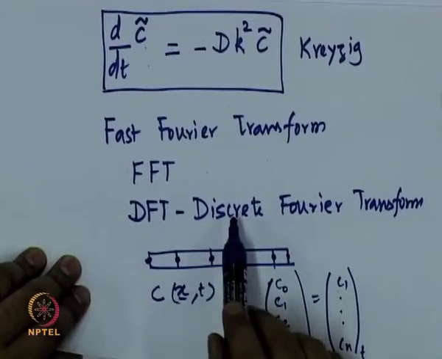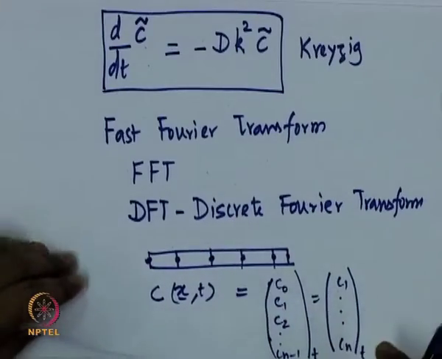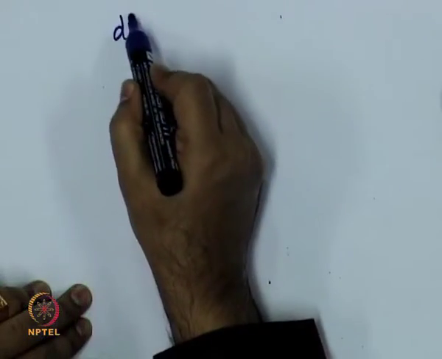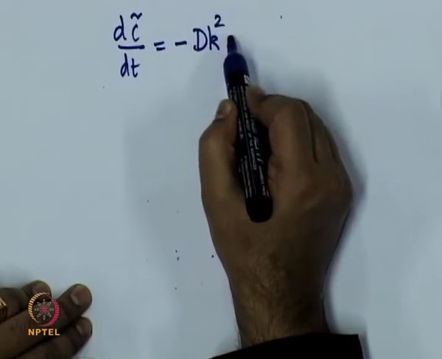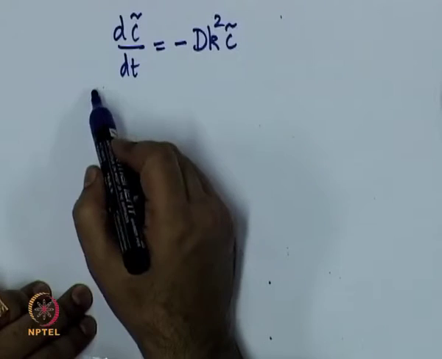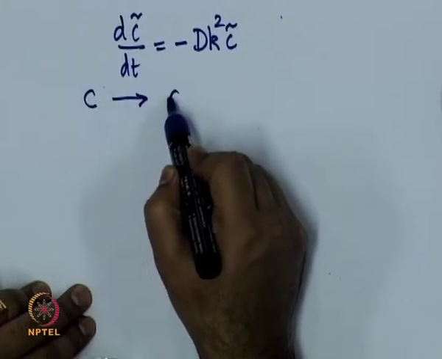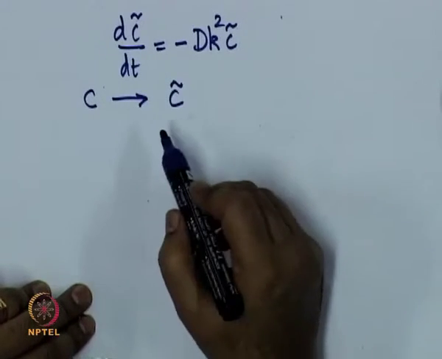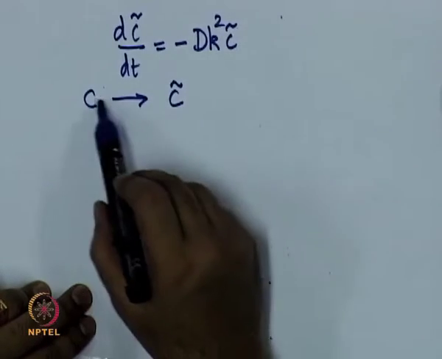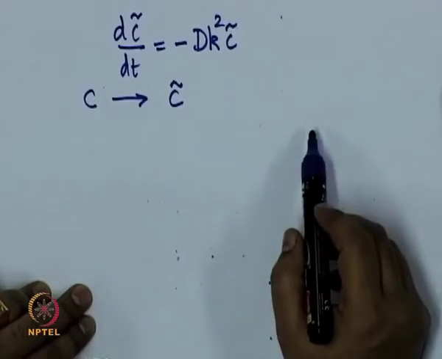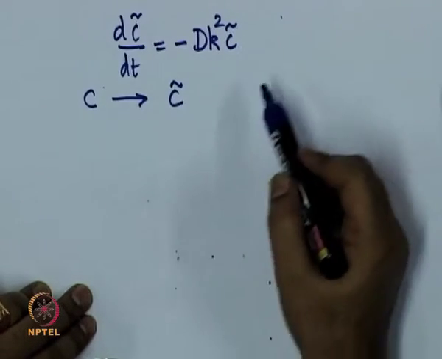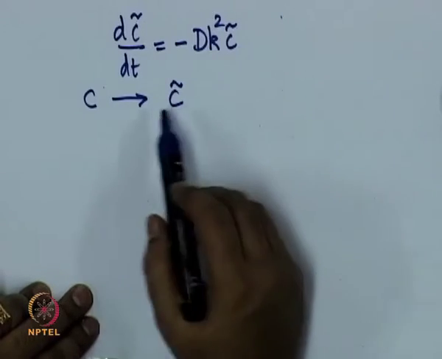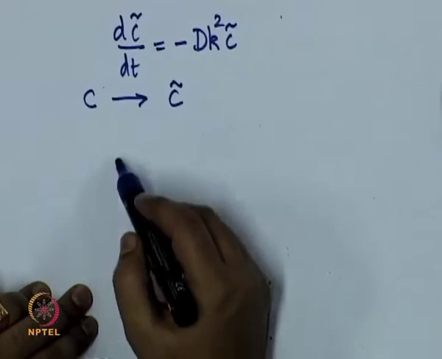So, that is what the Fourier transform does. Now, let us say that we do a Fourier transform. The equation that we want to solve is d c tilde by dt is equal to minus D k squared c tilde. Suppose I have given C and I can generate C tilde discretely at every node point. I have C in the spatial nodes, and I define C tilde in the reciprocal space again at certain reciprocal points. If I know that, I can discretize.